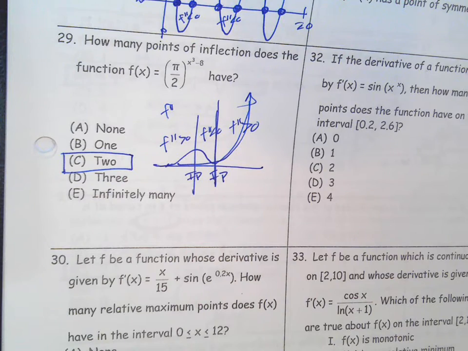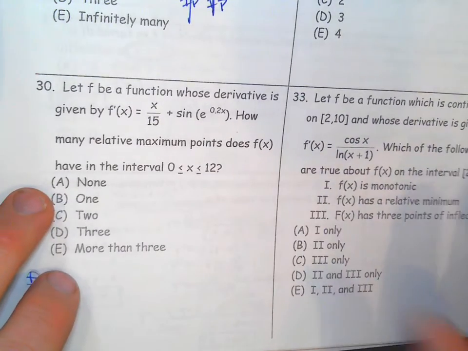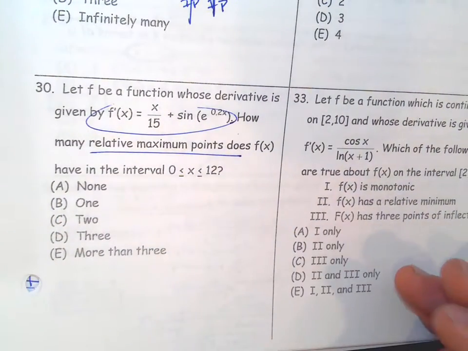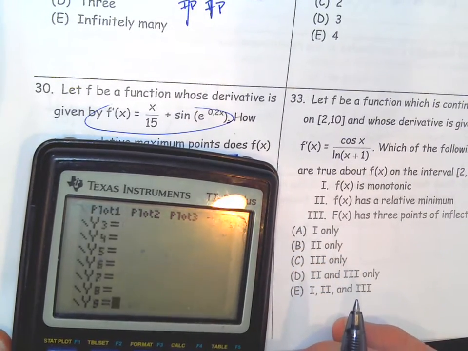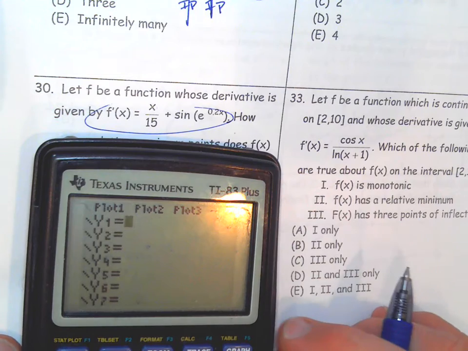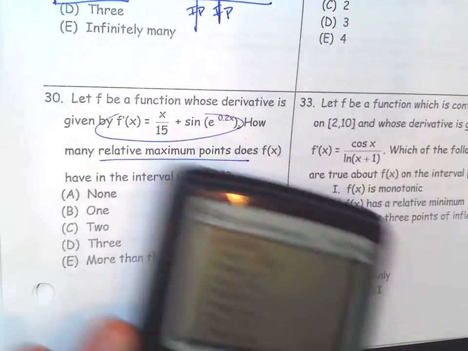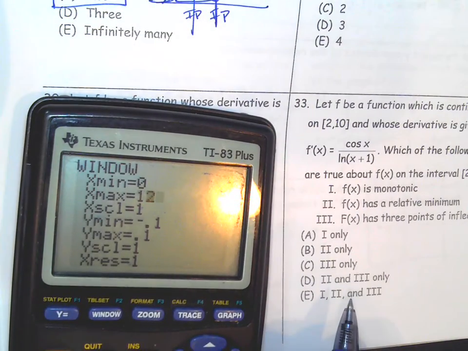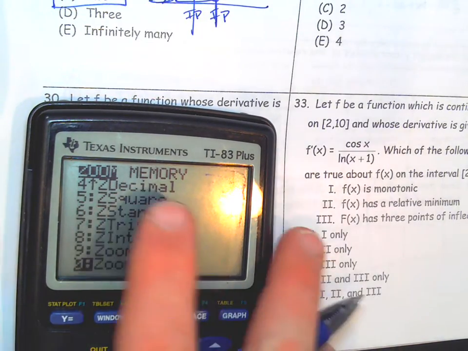but it's kind of tricky. Okay, 30. Let f be a function whose derivative is given. How many relative maximums does that have? Let's just graph it. So I'm going to turn this one off down here. And I'm going to put this in, x over 15 plus sine e to the 0.2x, close, window, 0 to 12, zoom, fit. Let's see what happens.